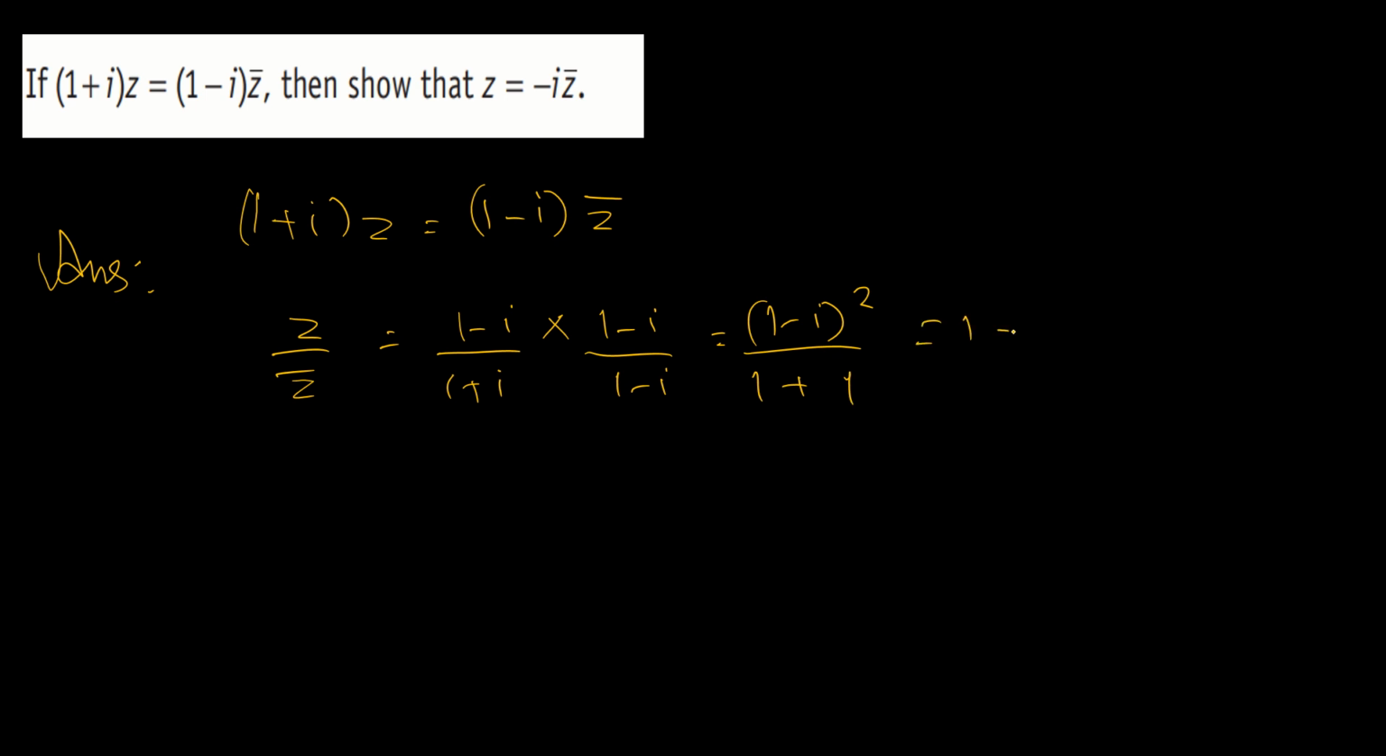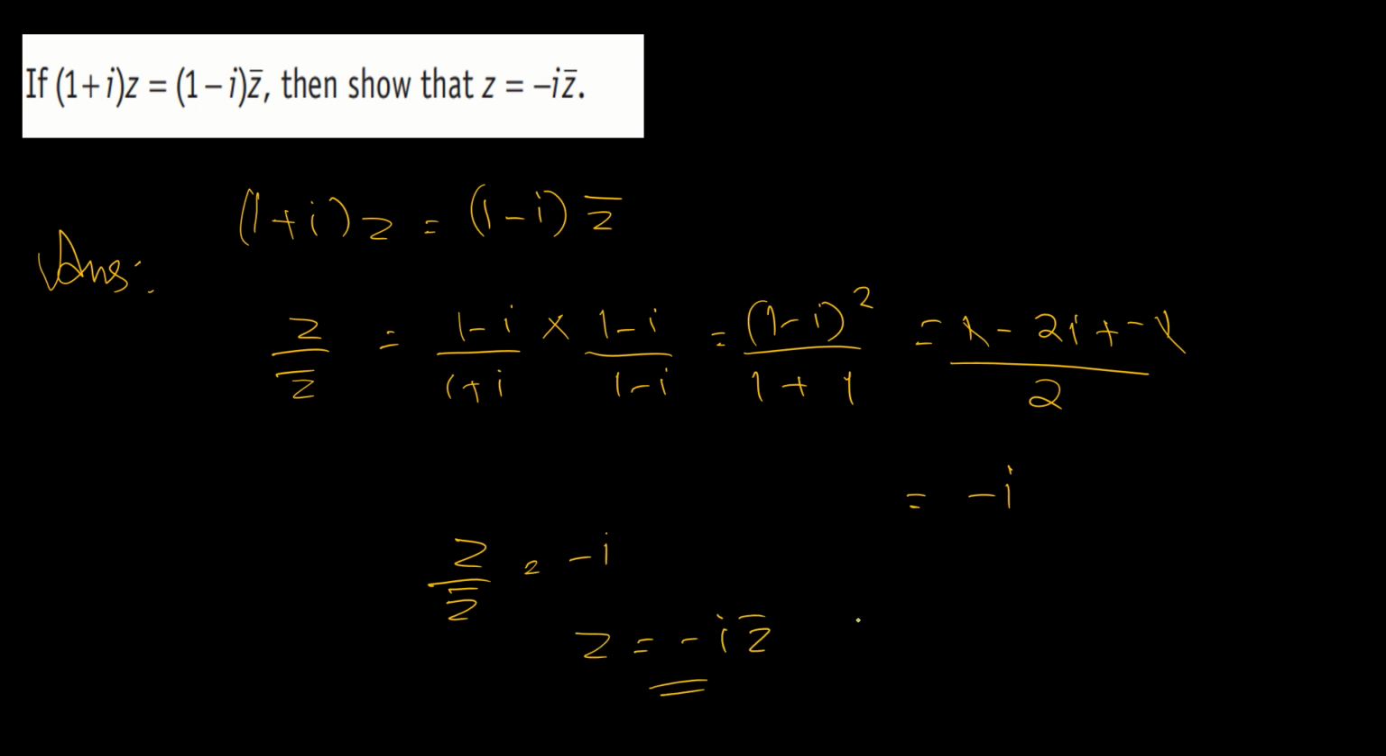So 1 minus 2i plus i square is minus 1, so 1 minus 1 divided by 2. Okay, so this and this get cancelled. Minus 2i by 2 is minus i. So we get z by z bar is equal to minus i. So what is z? z is equal to minus i z bar. Hence proved.